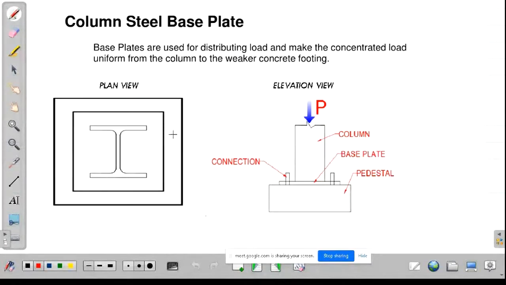So in our plan view, ito yung ating pedestal. Ito naman yung ating base plate and ito yung ating steel column. So yan yung plan view natin.